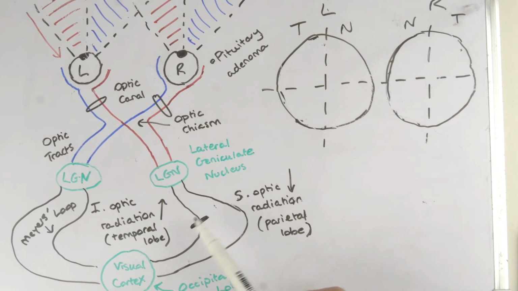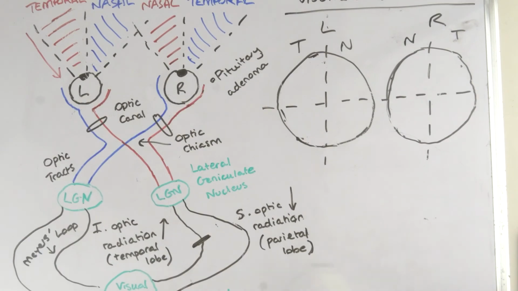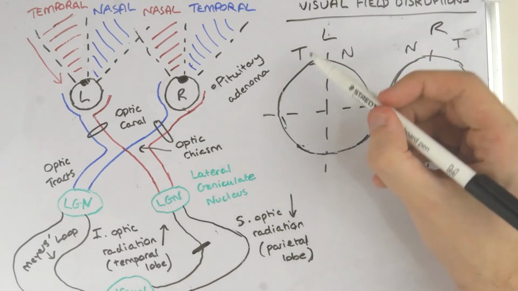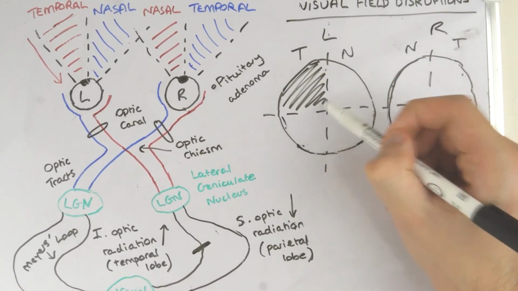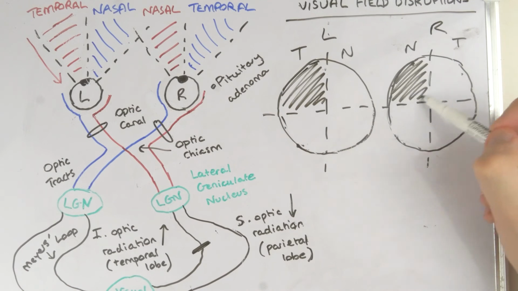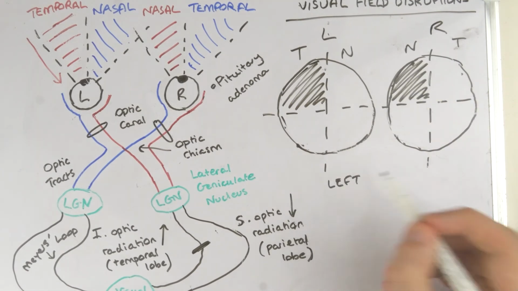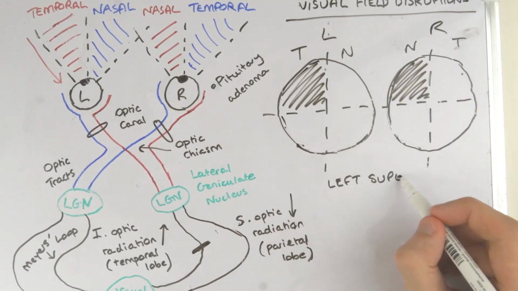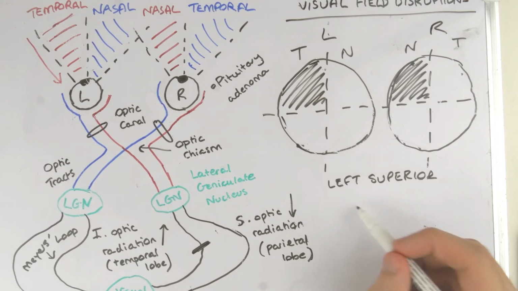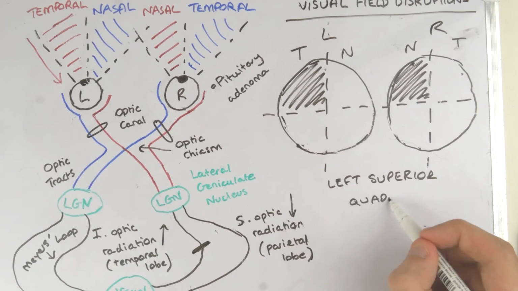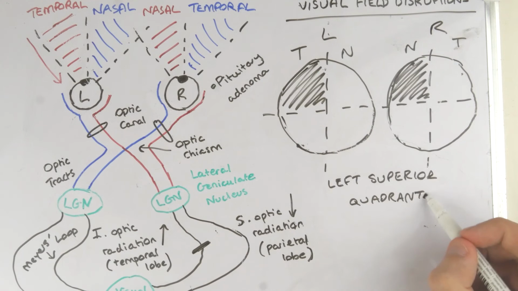Equally, if we put a lesion here in the inferior optic radiation, Meyer's loop travelling through the temporal lobe, because this is carrying information about the left-hand side of us, but it's carrying the upper part of the visual field, we will lose the upper quadrant instead. And we will have a left superior quadrantanopia, just like before, but for the upper part.